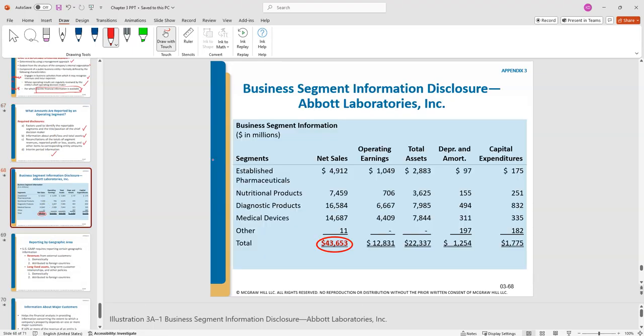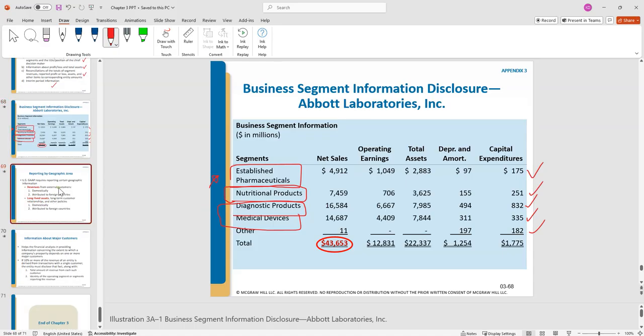So here's, for example, a company that would break it out in their segments. We have a laboratory company. We have pharmaceuticals, nutritional products, diagnostic products, medical devices. This would be a handy way as an external user to see this information and say, okay, how are we doing just in our pharmaceuticals?